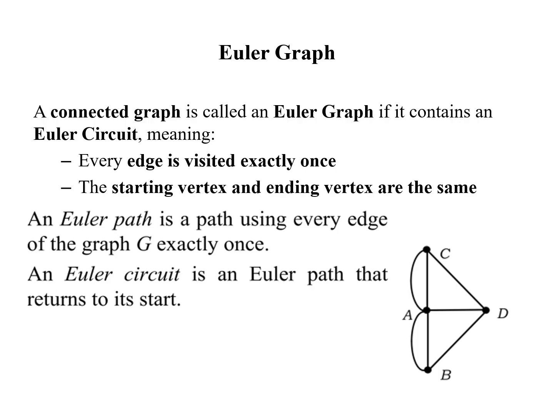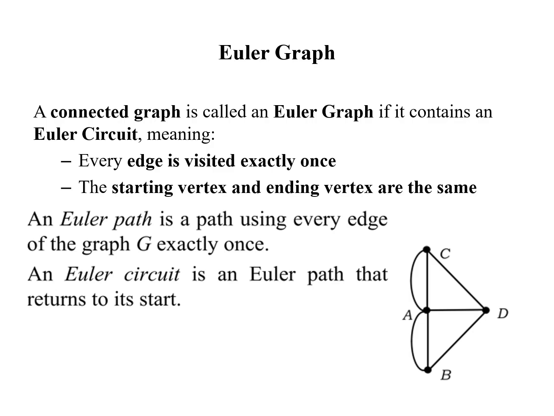A graph is called an Euler graph if it contains an Euler circuit. An Euler circuit means we can start from a vertex, travel through every edge exactly once, and return back to the same starting vertex. The important idea is every edge must be used only one time. We must end at the same vertex where we started. This concept was introduced by the mathematician Euler.